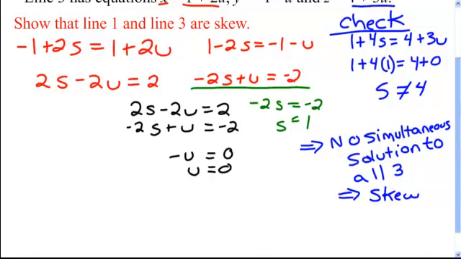So this is how you can check to see if we have intersecting lines, parallel lines, skew lines, or coincident lines.